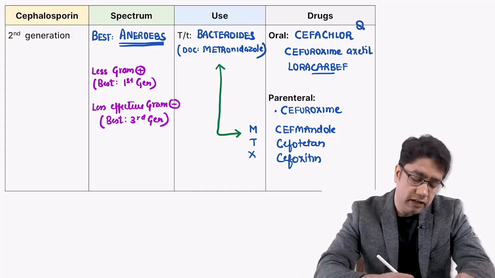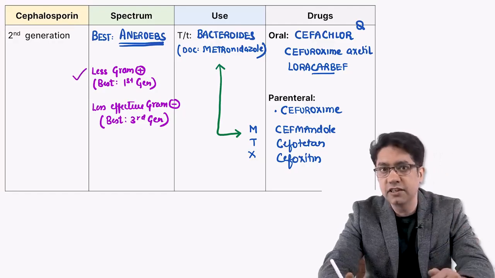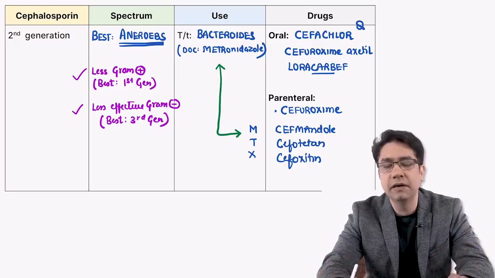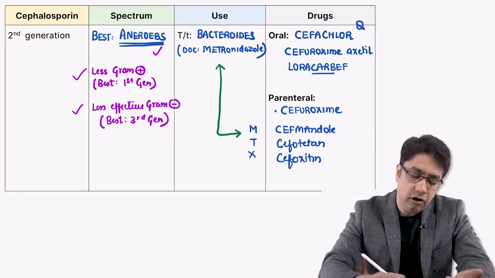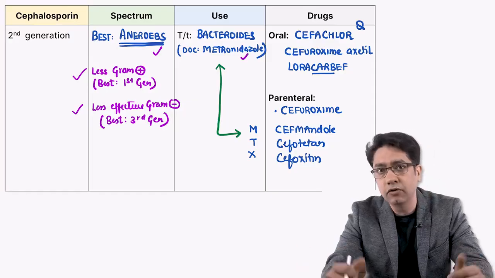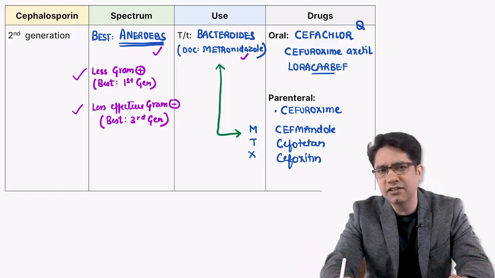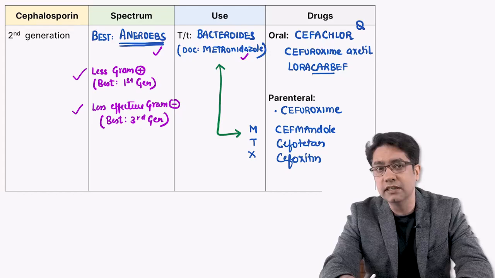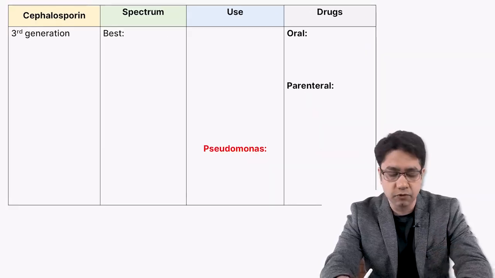Because if we want to kill gram positive, first generation is better. If we want to kill gram negative, sir, third generation is better. And if you want to kill anaerobes, we have another drug, that is metronidazole. That is why second generation are less commonly used. What is more commonly used is third generation cephalosporin.